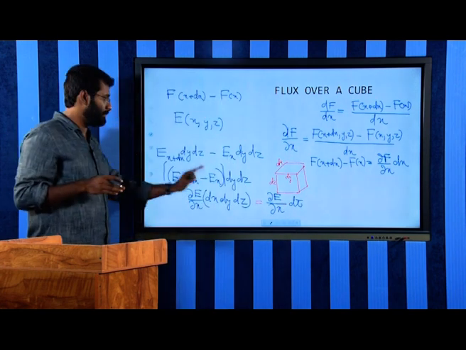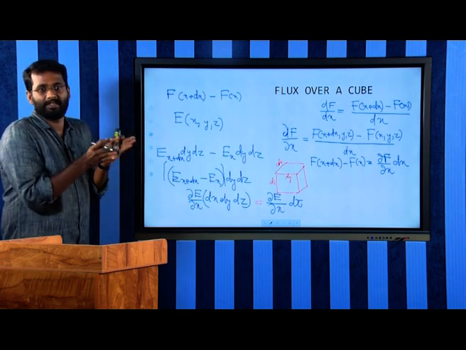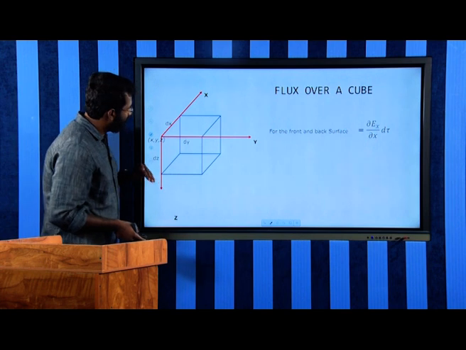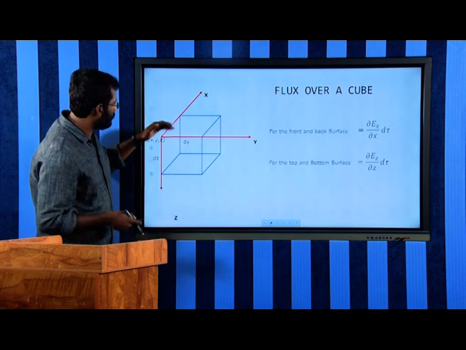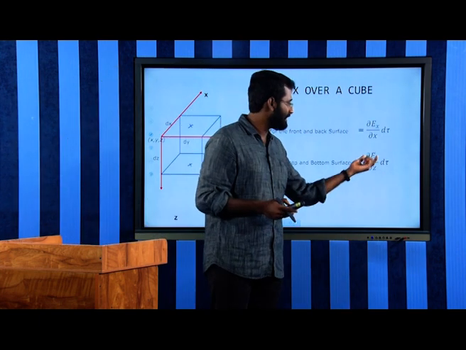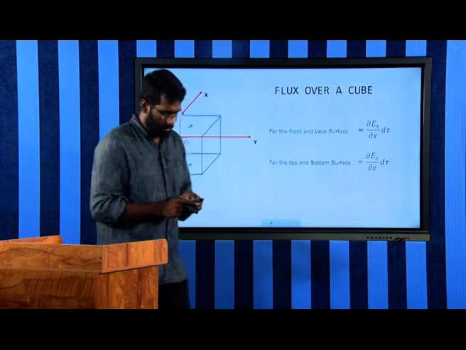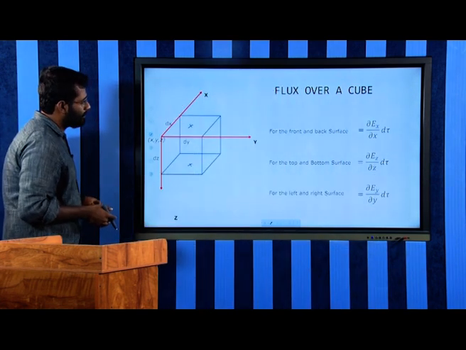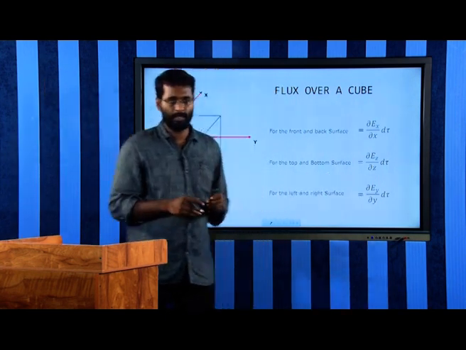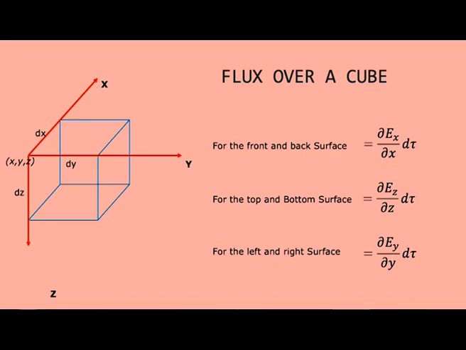So, this is a sum for only the first pair, that is the front and back surface. Similarly, we can derive another expression for the top and bottom surface, and we get it as ∂Ez/∂z into dτ, and for the left and right surface we can derive it as ∂Ey/∂y into dτ. So, these are the three sums, or three pairs, of flux for all the 6 surfaces.